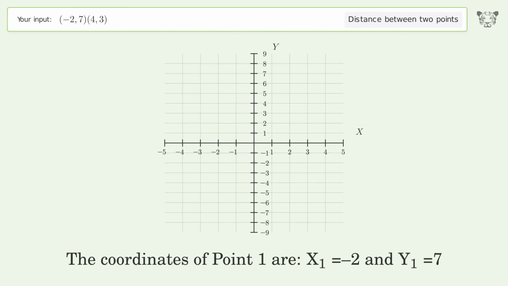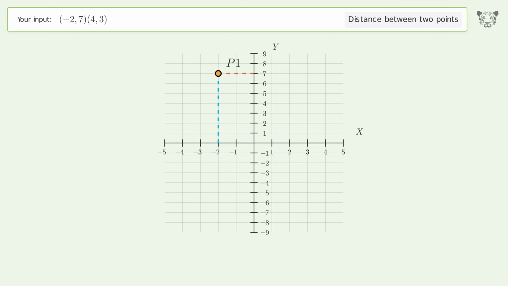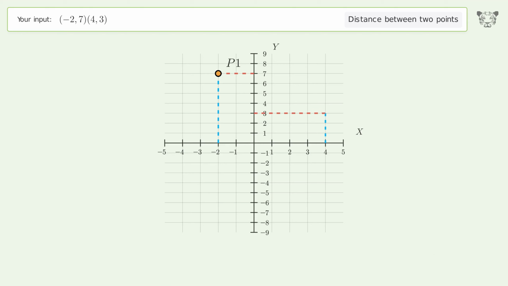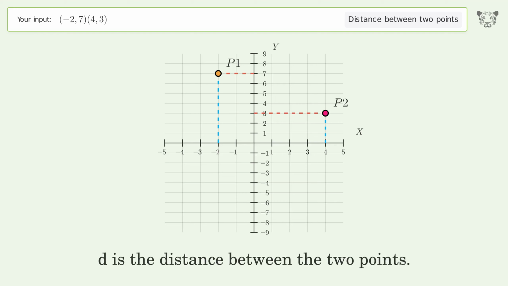The coordinates of point 1 are, x1 equals -2 and y1 equals 7. The coordinates of point 2 are, x2 equals 4 and y2 equals 3. D is the distance between the 2 points.